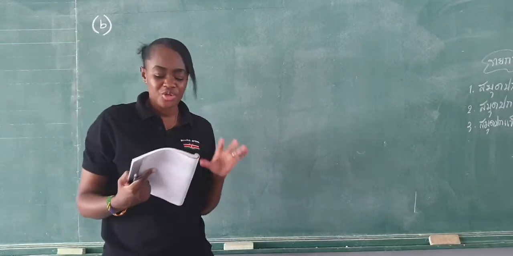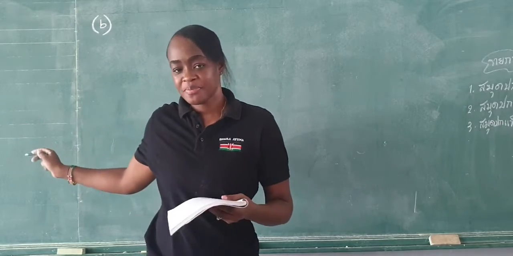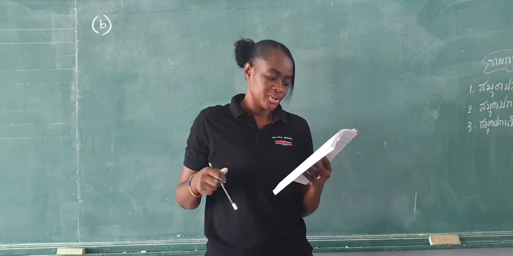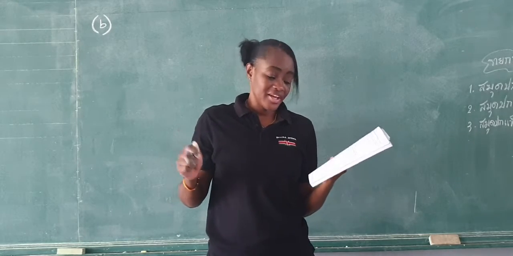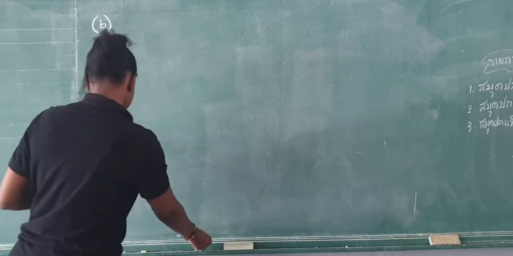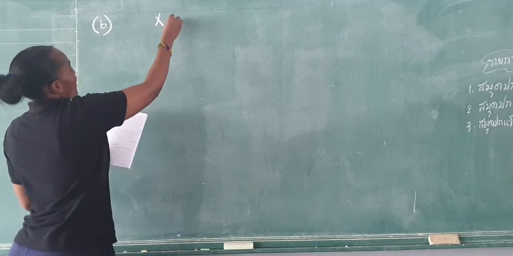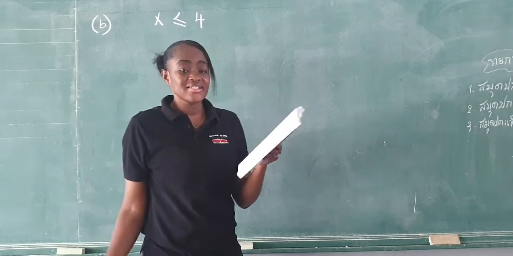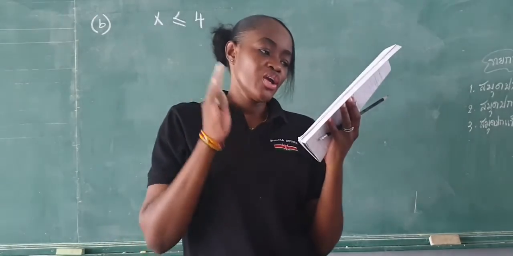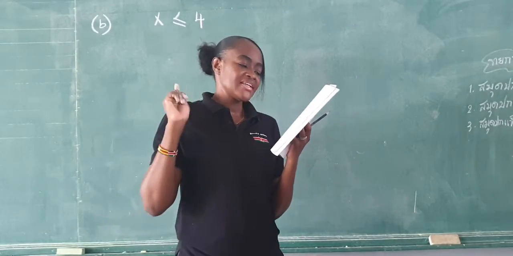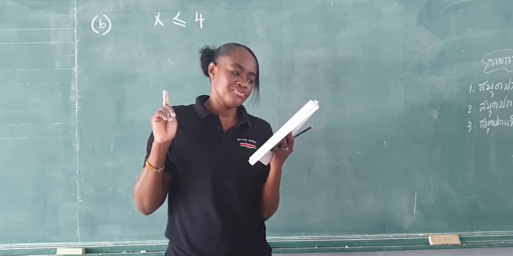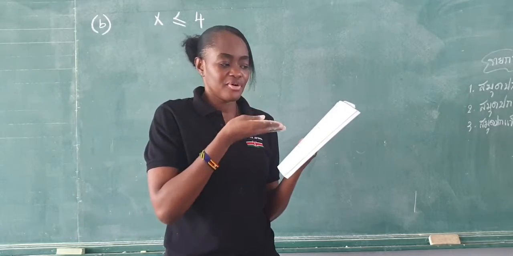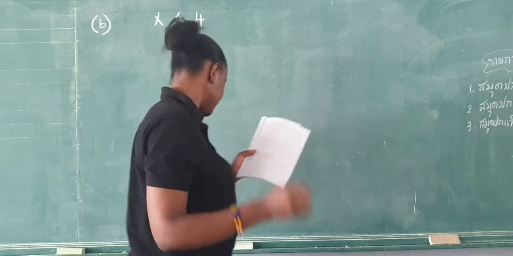Okay, we continue with part B. We finished part A. Now we practice part B together. So B says, given x is smaller than or equal to 4, and x is the number of goals scored in a football match. Write the relationship that represents the following inequality.